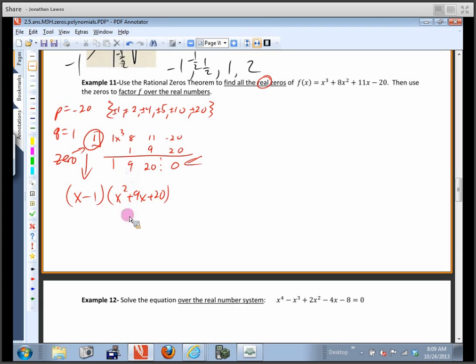Okay. Now, if I can factor this, I want to factor it. If I couldn't factor it, what would I use to find the zeros? Quadratic formula. Now, this one does factor. We're looking for two numbers that multiply to be 20, that combine to be positive 9. What two numbers would those be? Positive 5 and positive 4.